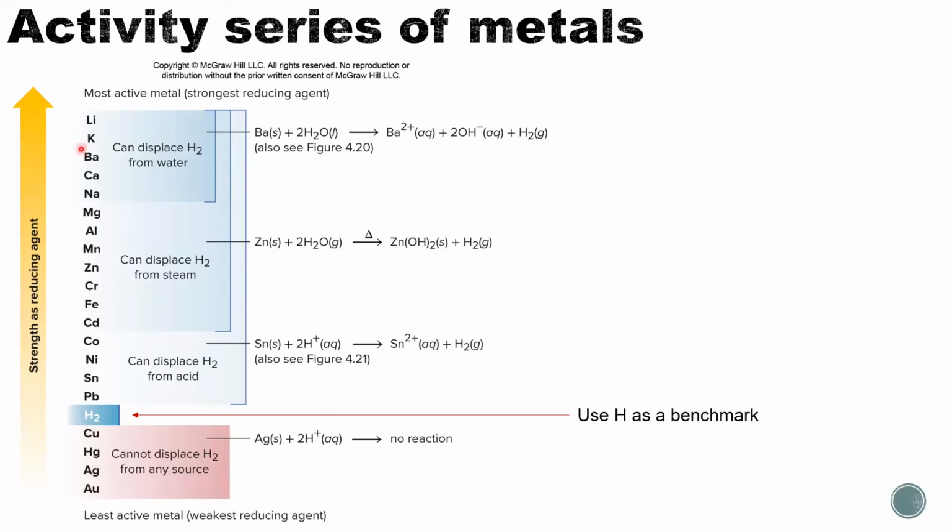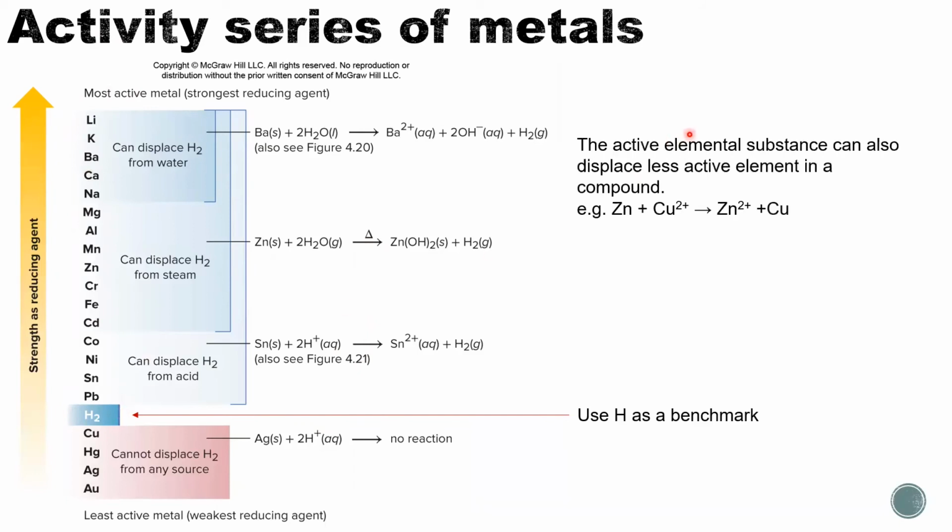Besides displacement of hydrogen from water or acid, like before, the more active elemental substance can displace a less active element in a compound. For example, zinc is more active than copper, so the elemental substance zinc metal can react with copper cation to produce zinc cation and copper metal. So this type of reaction, between a metal and a metal cation, follows the same rules as we described before for halogens.